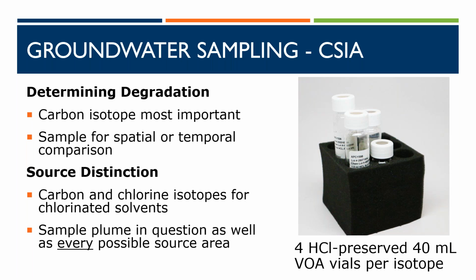If you want to continue collecting data for a temporal comparison, we recommend to continue monitoring the same wells every 6 months. When using compound-specific isotope analysis for source distinction purposes, 2 isotopes are always recommended. So for chlorinated solvents, we would recommend looking at both the carbon and chlorine isotopes. You want to sample multiple locations of the plume in question, along with every possible source, collecting at least 3 samples along the flow path between each source area and the plume in question.